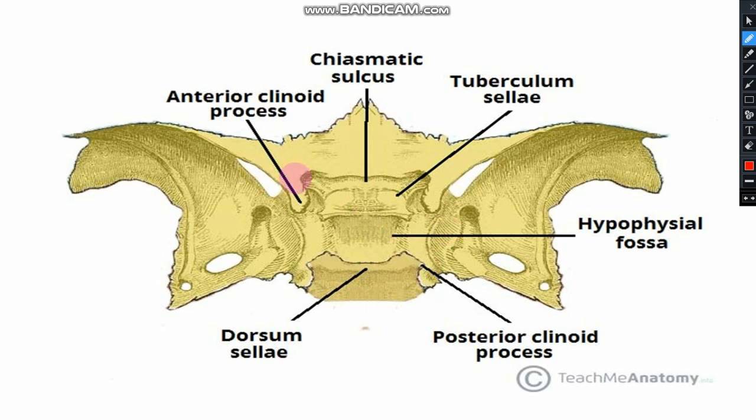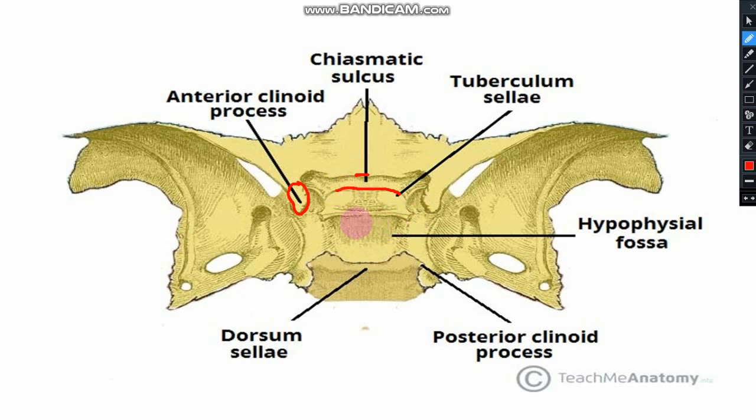Anterior clinoid process, you can see this anterior clinoid process. This is the chiasmatic sulcus, and this one is the dorsum sellae.